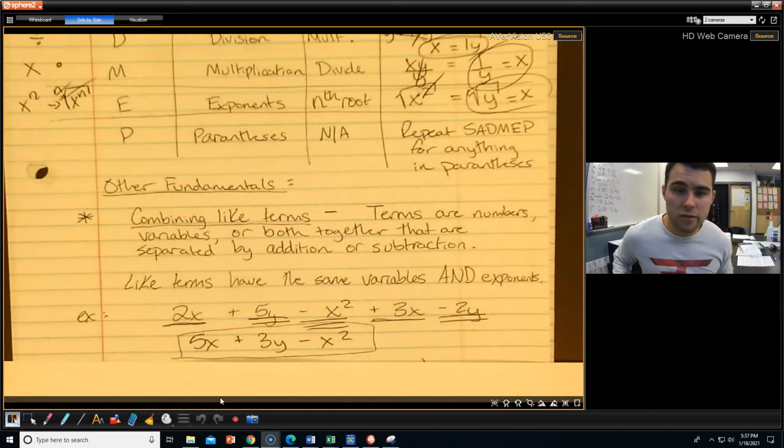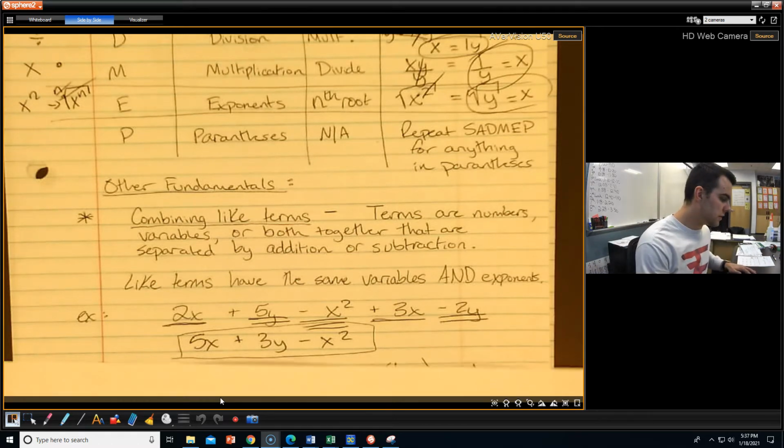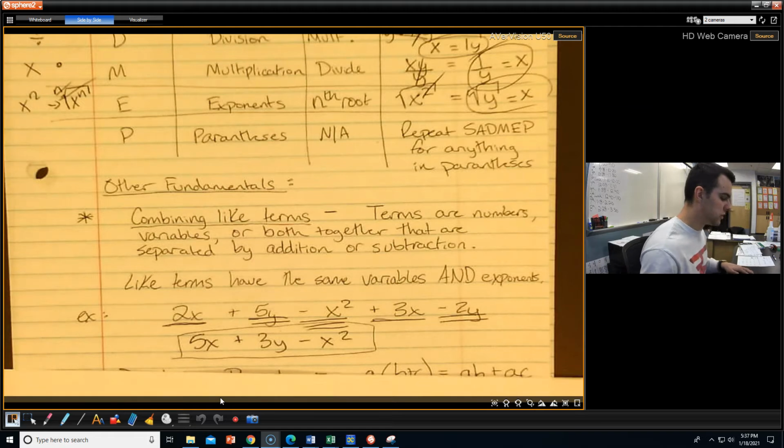And sometimes you have to do that when you're working with equations. Make it easier on yourself. Make it look nicer, okay? You won't run into confusion.